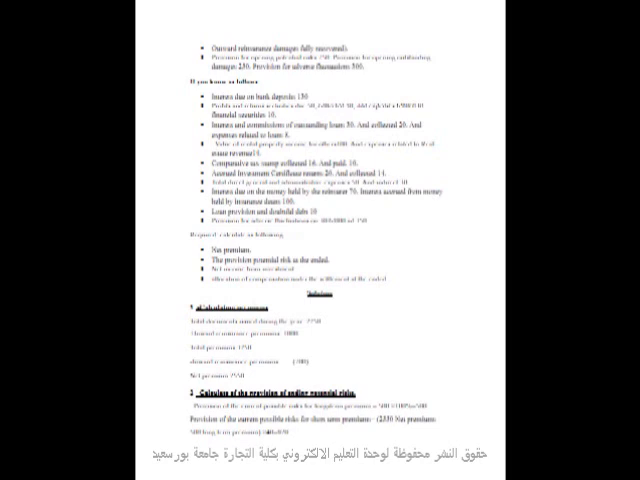Interest due on the money held by the reinsurance was 70. Interest accrued from the money held by the insurance was 100. Loan provision for doubtful accounts 10. Provision for adverse fluctuation at the end of the year was 350 required.